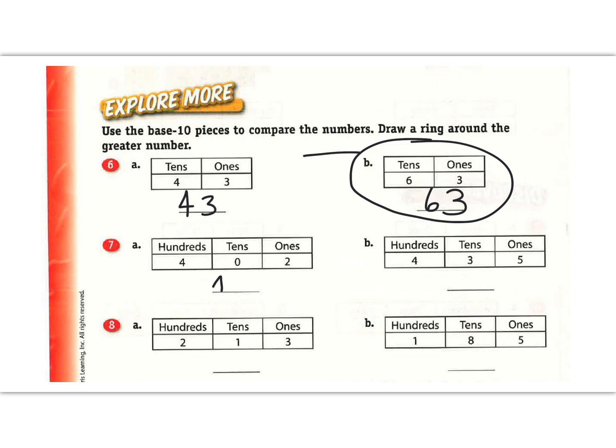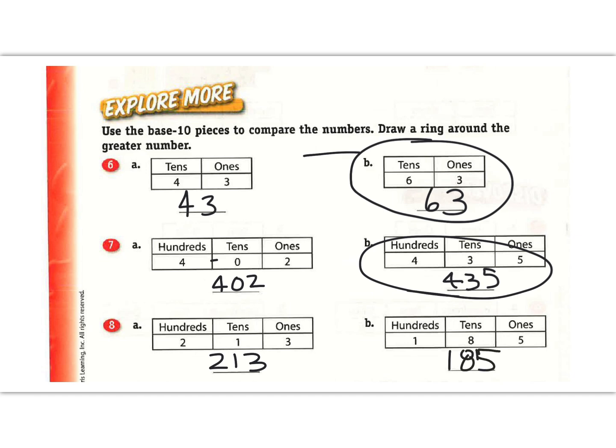Here we have 402, and here we have 400, so that's the same. But this one has 3 10s, and this one has 0 10s, so this one has to be bigger, so 435. And then number 8, 213, compared to 185. Well, we can see pretty easily here, this has 200s and this one only has 100, so that means that 213 is bigger.